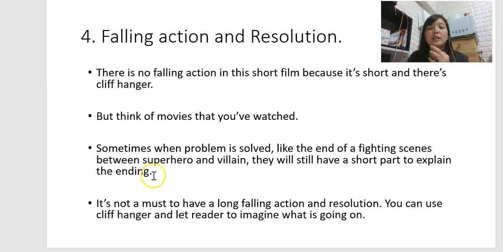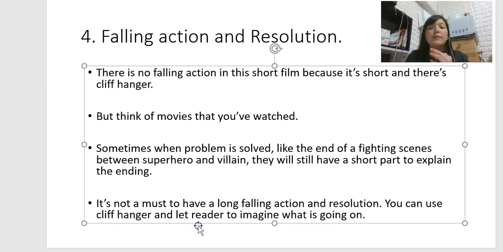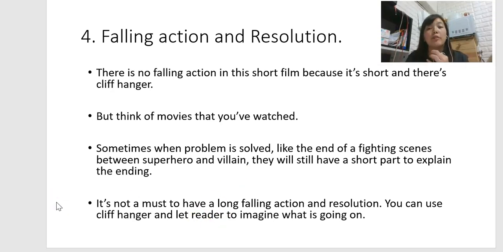Think of movies that you've watched, as I've mentioned before. Sometimes in superhero films, you will see a fighting scene at the end, battling the boss villain, the final guy. And after the superhero wins, normally there will be a short part to explain what happened afterwards. What will the superhero do? That would be the falling action, and then the resolution will be the final shot of the movie, of the scene. Okay, and in your story, you don't really need to include a falling action or resolution. You can use a cliffhanger if you want, and just let the reader imagine what's going on.